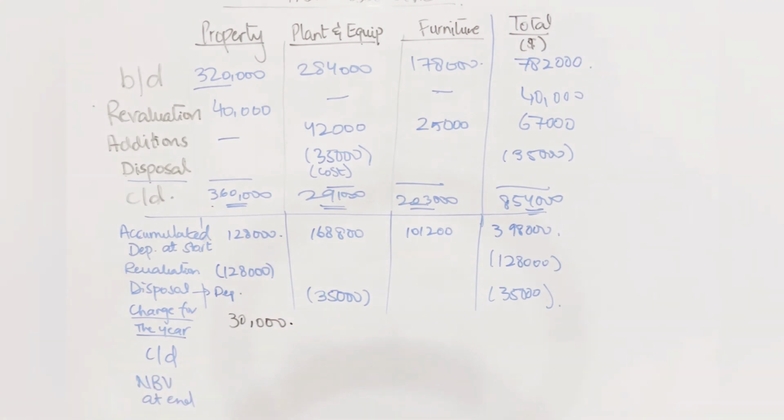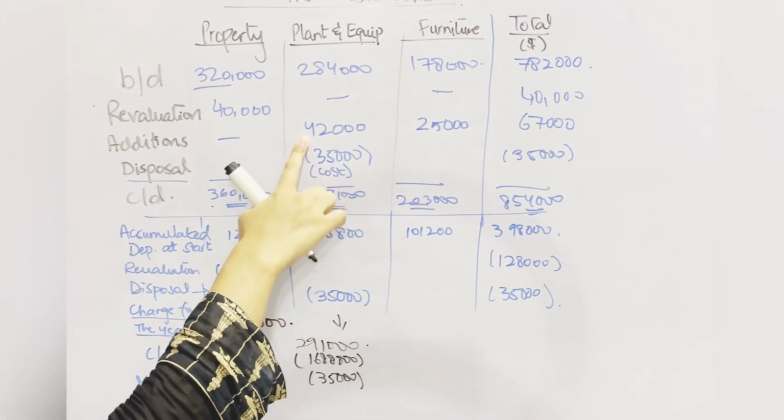Alright, now for the plant and equipment, it is very simple. 291,000 was the cost of the asset. We are supposed to subtract the cumulative depreciation because we are opting for the 20% reducing balance method. You subtract any disposal. There is an addition of 42,000, but they said none in the year of purchase, none in the year of sale.